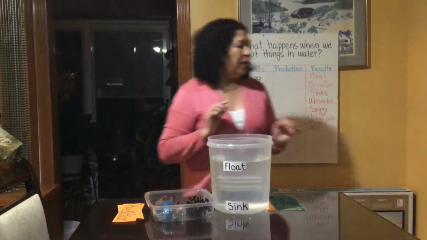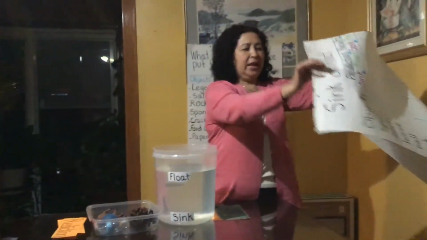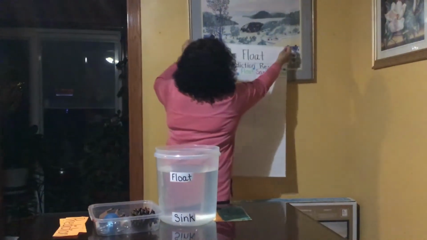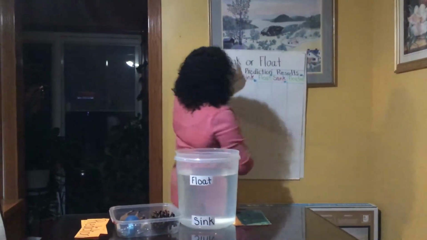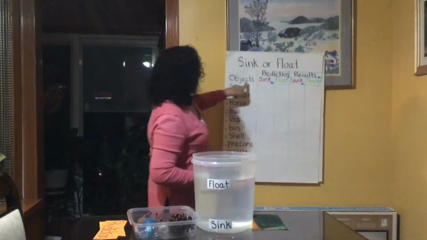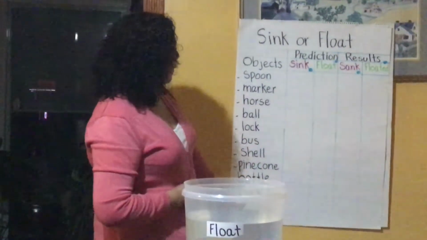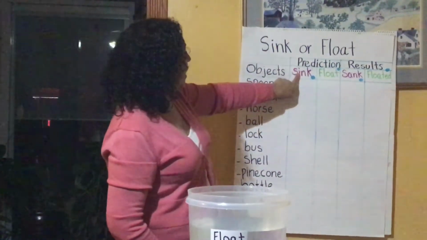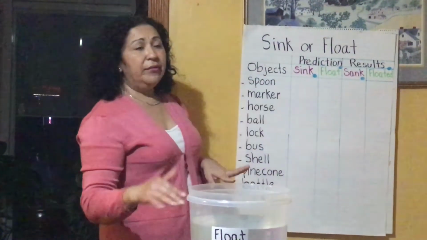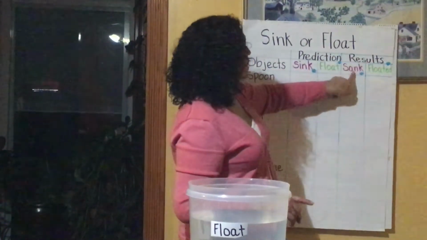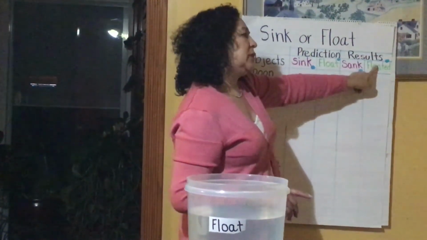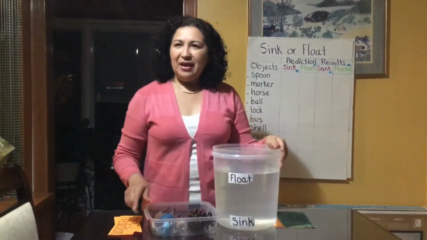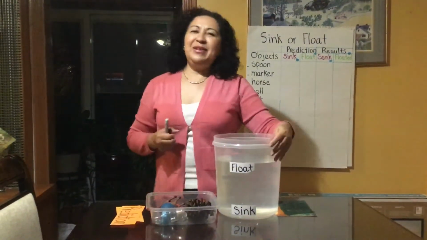To do this, I have a chart that I already prepared here. We're gonna be using this chart. It says sink or float. Here are the names of the objects that we're gonna be using, and this is the prediction. We're gonna predict if the objects sink or float. And after we do, we're gonna check the results. Do they sink or float? So to do this, my daughter Amy is gonna help me make the predictions.